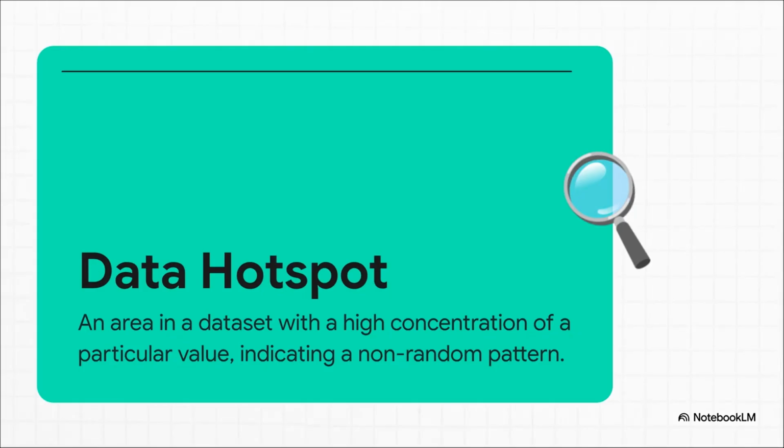So what we found here actually has a name. It's called a data hotspot. It's just a spot in your data that has a surprisingly high number of, well, anything. It's the data's way of waving its hands in the air and yelling, "Hey, look over here. This isn't random." And we've just found a bunch of them.